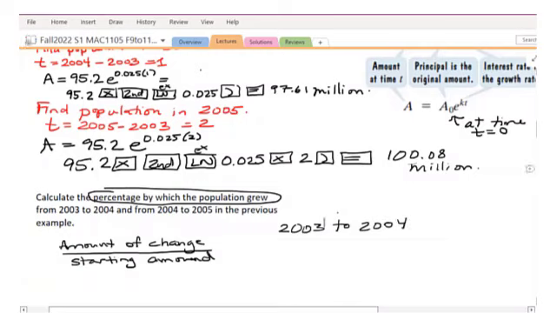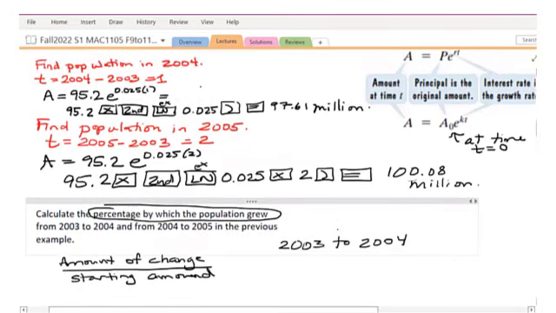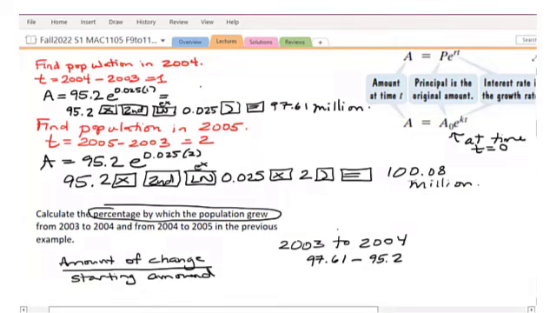So when we talk about the percentage by which the population grew, you talk about the amount of change divided by the starting amount. Okay, so if we're talking about, for example, from 2003 to 2004, then to find the amount that the population changed means looking at the population in 2003, which remember was 95.2, and it grew in 2004 to 97.61. So to figure out how much it changed, you would take 97.61, the ending amount, minus the starting amount, 95.2, and divide that by the starting amount, 95.2. So that would be, let's see, what would that be?